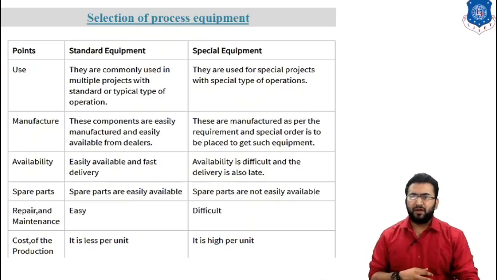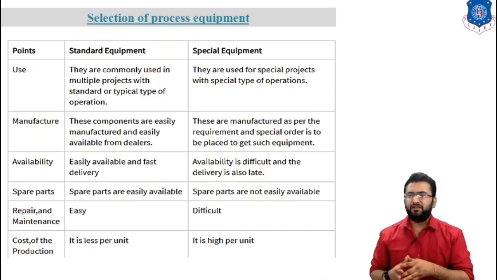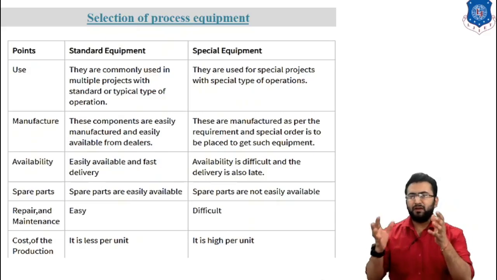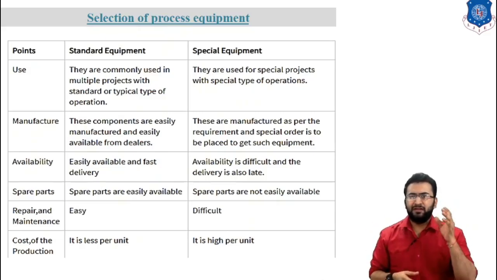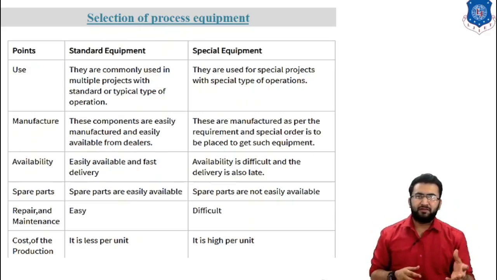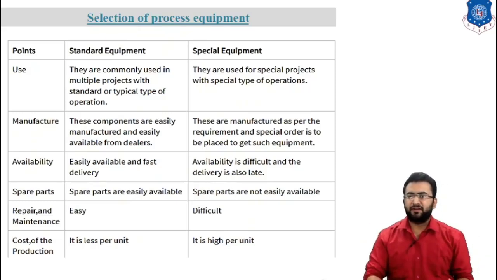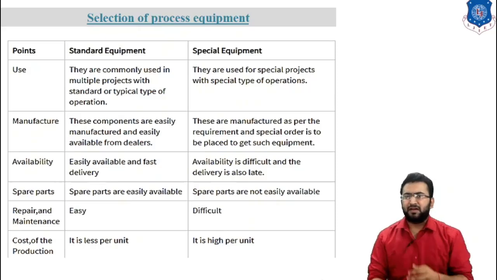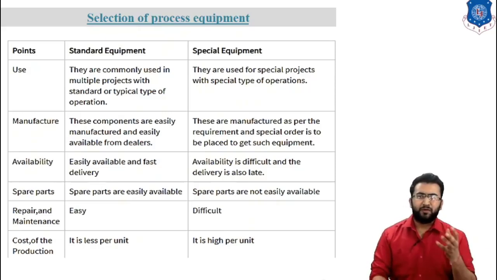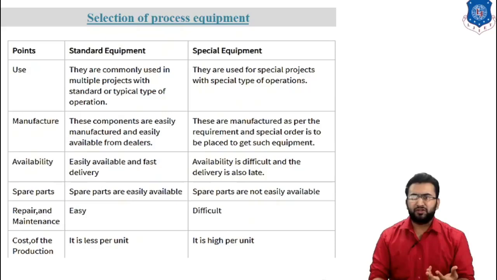Much of the equipment for material handling and unit process is standard. So whenever possible, chemical engineers select standard equipment. But if the requirement of the process calls for special design, then special equipment must be used in that process, and special types of material are also used. Standard equipment is commonly used in multiple projects with standard dimensions, whereas special equipment is used for a special project with a special type of operation.